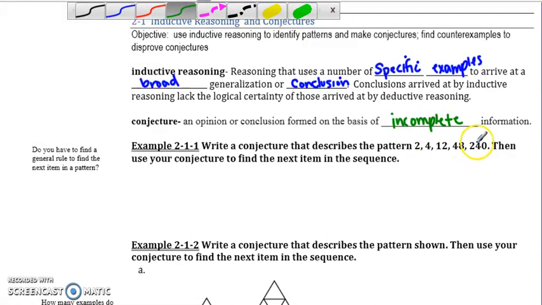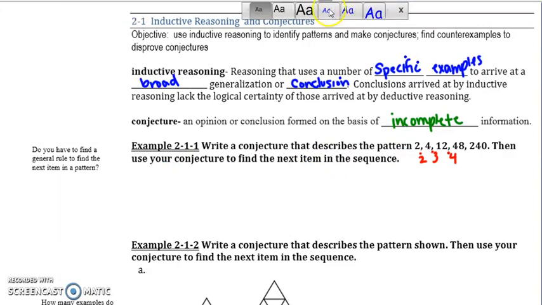Okay, so for our first example, we're going to write a conjecture that describes the pattern 2, 4, 12, 48, 240, then use your conjecture to find the next item in the pattern. So to get from 2 to 4, it looks like we're doing some sort of multiplication, multiplying 2 times 2 to get 4, and then 4 times 3 to get 12, and then 12 times 4 to get 48. So multiply by the next number up.